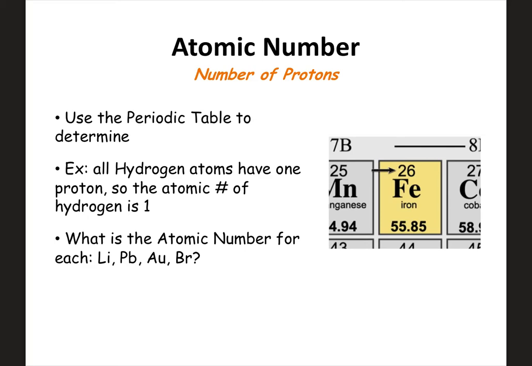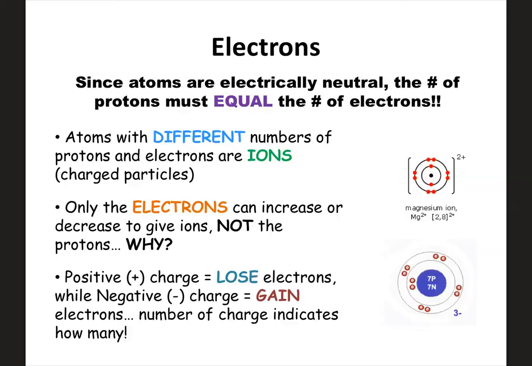When you look these up on your periodic table, lithium has an atomic number of 3, so it has 3 protons. Lead has an atomic number of 82, so it has 82 protons. Au is gold. Gold has 79 protons, and bromine has an atomic number of 35. Make sure you got those answers and make sure you can look up the atomic number, the number of protons, for any element using your periodic table. Now you know how to find the number of protons for any particular element.